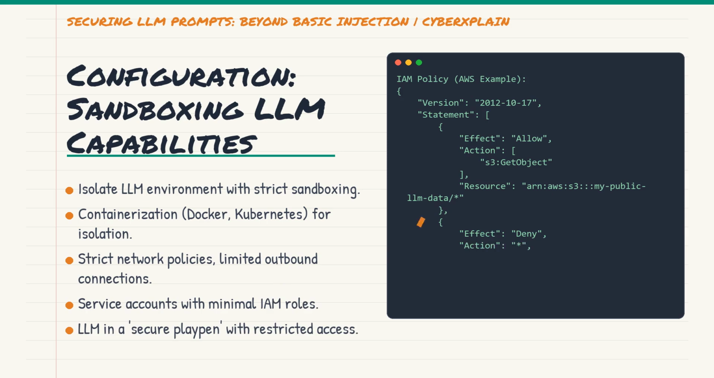For a chatbot, this might involve running it in a containerized environment, like Docker or Kubernetes, with strict network policies, limiting outbound connections, and ensuring its service account has minimal IAM roles. Think of it as putting your LLM in a secure playpen. Even if an attacker manages to get an injected prompt through, the LLM literally won't have the network access or permissions to carry out any truly damaging external actions. This is defense in depth.